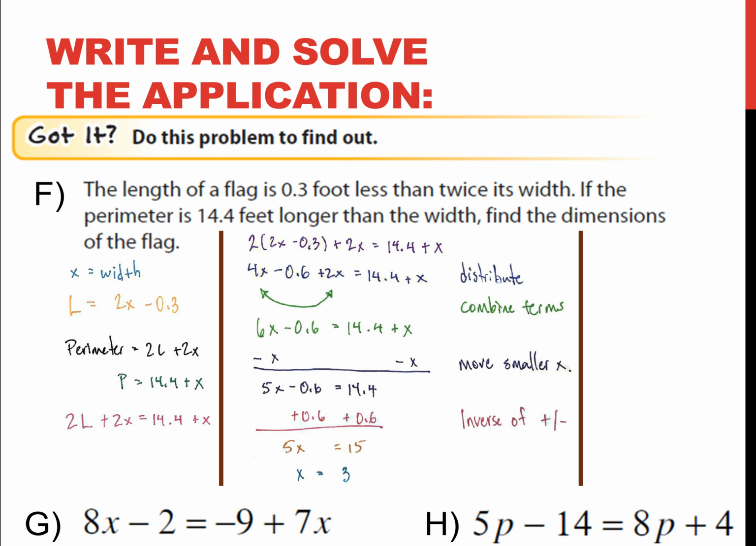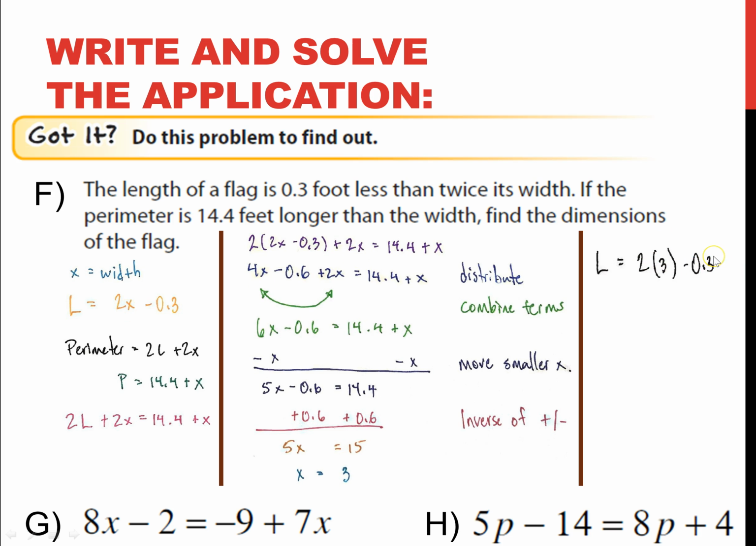But you're not done. Big problem. So now I know that the width is equal to 3. So in the last part of my problem to solve this, I can substitute in x, or the width, into my length equation. So 2 times my length, which is 3, minus 3/10.